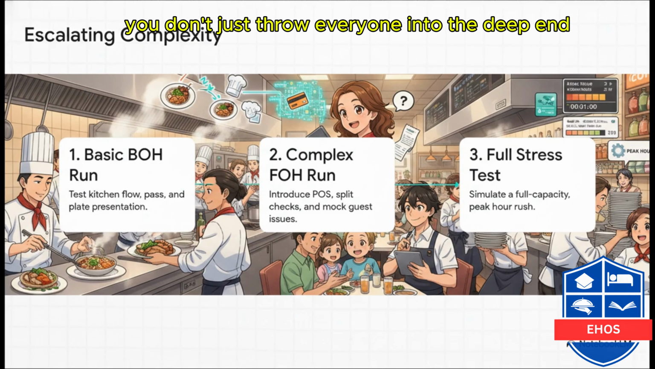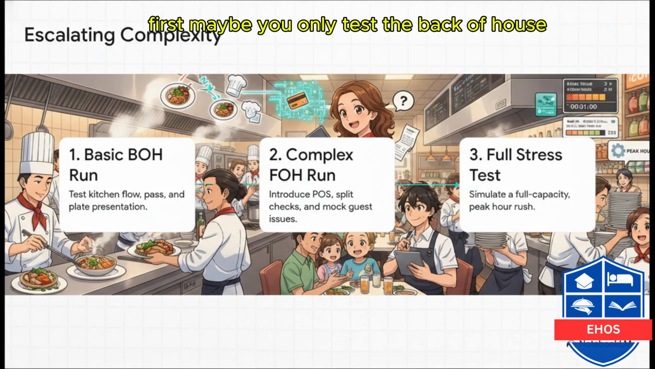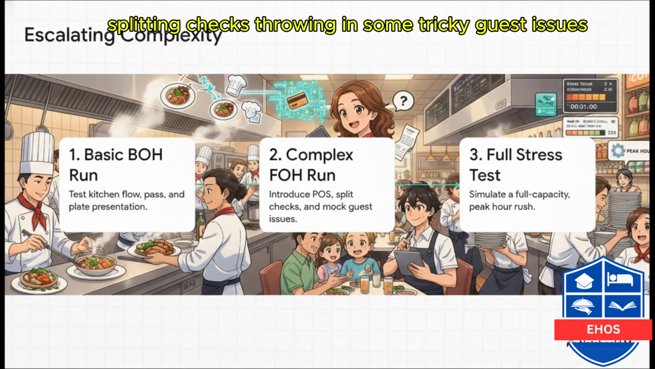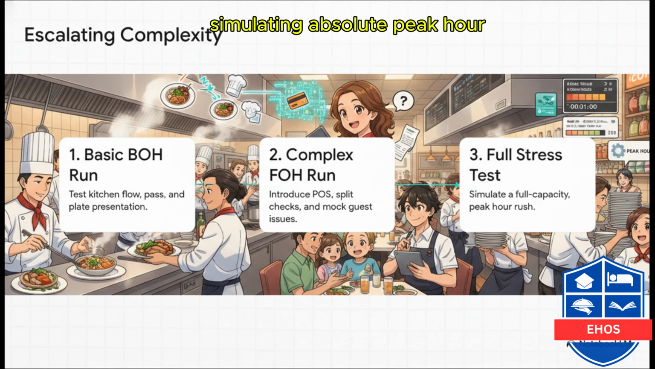The key here is you don't just throw everyone into the deep end. You build the pressure in stages. First, maybe you only test the back of house. Is the kitchen line flowing? Is the pass sufficient? Then you start to layer in the front of house complexity, messing with the POS, splitting checks, throwing in some tricky guest issues. And only then do you unleash the full stress test, simulating absolute peak hour chaos to see what really breaks.